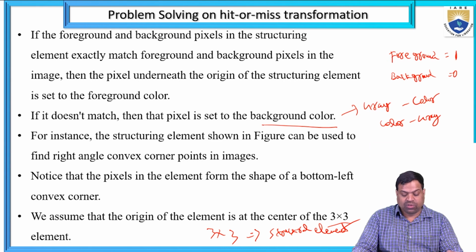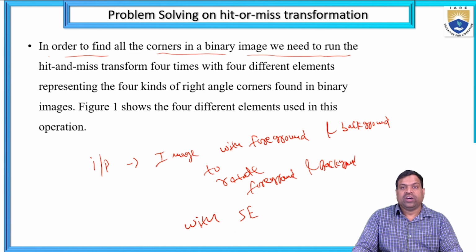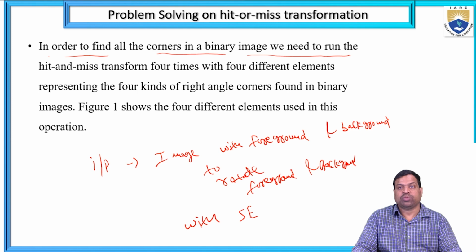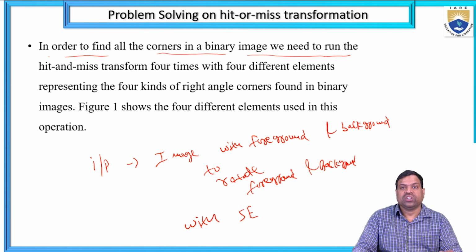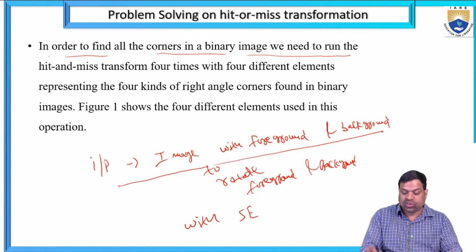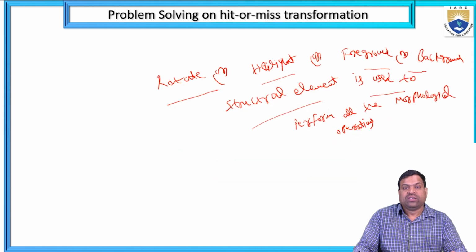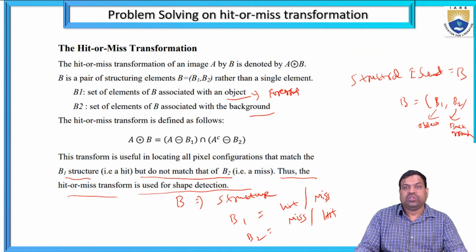But we are assuming that the origin of the element is at the center of a 3 by 3 element. In order to find all the corners in a binary image, we need to run the hit or miss transform 4 times with 4 different elements representing 4 kinds of right angle corners to be found in the binary image. Figure 1 shows the different elements used. So if I am taking the image with the foreground and background, we are rotating the foreground and background with the structuring element. Okay.